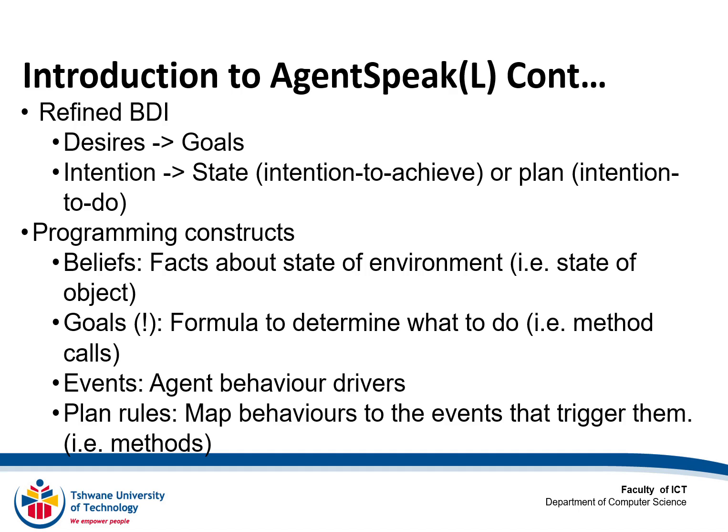We'll be looking at the following programming constructs: your beliefs, which are facts about the state of an environment, that is the state of an object. You've got goals, which will be indicated by that particular sign, which is basically a formula to determine what to do. Or you can also think of it as method calls. You've got events that are agent behavior drivers, and you've got plan rules that map behaviors to the events that trigger them. So these are like your methods.